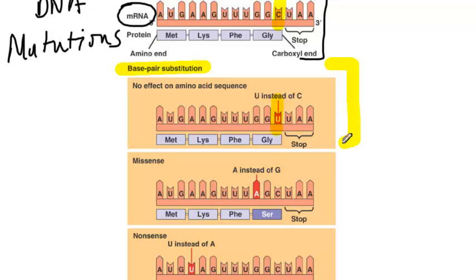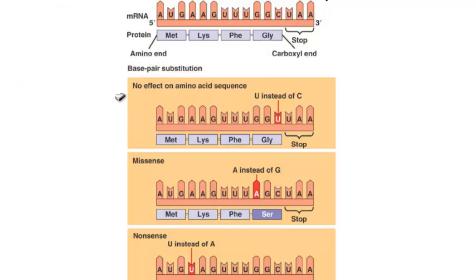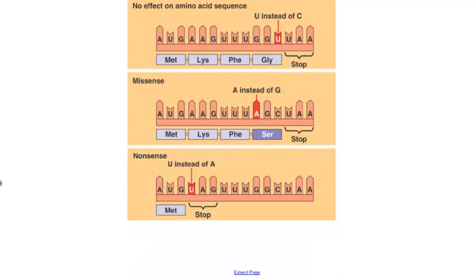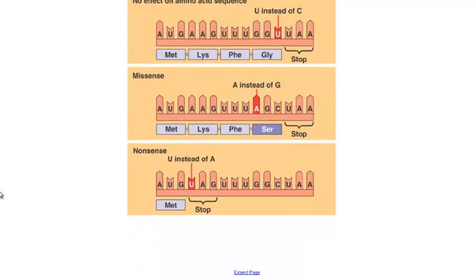So in this first example, even though we changed the C to a U, GGC means glycine, but GGU also means glycine. So there's no effect on that amino acid sequence, which means the protein is not affected either. However, sometimes there is an effect on the amino acid sequence. And there are a couple ways that that could happen.